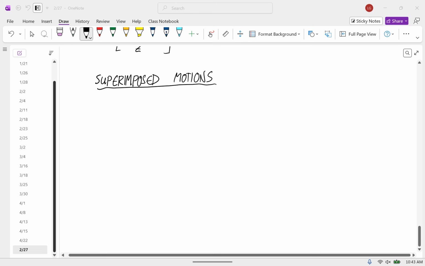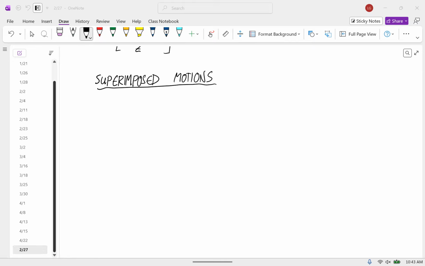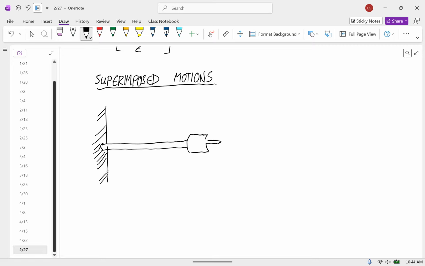Okay, so superimposed motions. And here is the example we're going to do. I'm going to imagine a little bar coming out of the wall, and a thing on here that can spin around the axis. That is called an armature. And I'll try to draw it nicely.